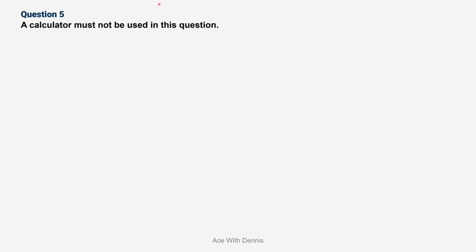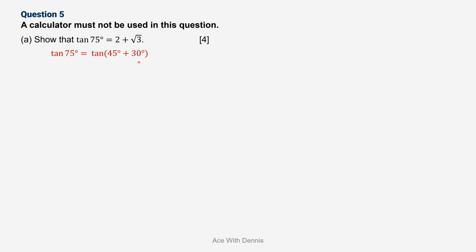Question 5. A calculator must not be used in this question. A. Show that tangent 75 degrees equals 2 plus root 3. 4 marks. Okay, remember you cannot use a calculator in this question. So we cannot just press calculator tangent 75 degrees and see what the value is. What we can do is break down this 75 degrees into 45 degrees plus 30 degrees.